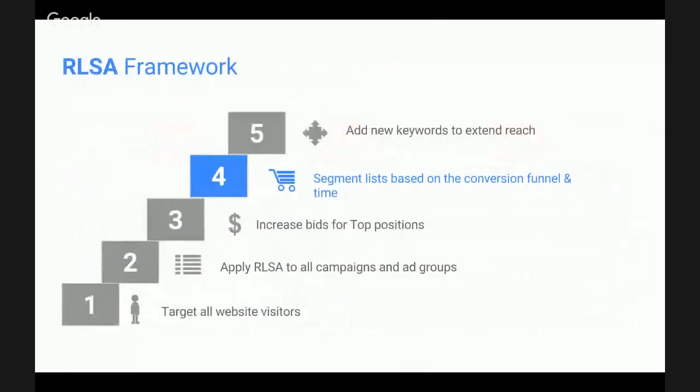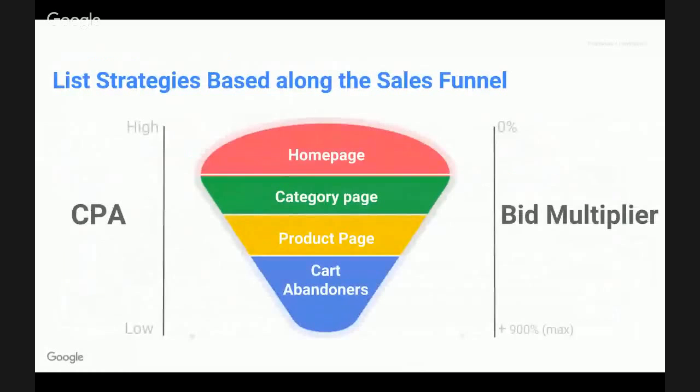Cool. All right. Move on. So we're going to go to a bit more advanced steps now. One is segmenting lists based on the conversion funnel and the time, and then adding new keywords. What we can do next, and this is a bit more advanced, is create a couple of remarketing lists based on how deep the customer went into our website, right?